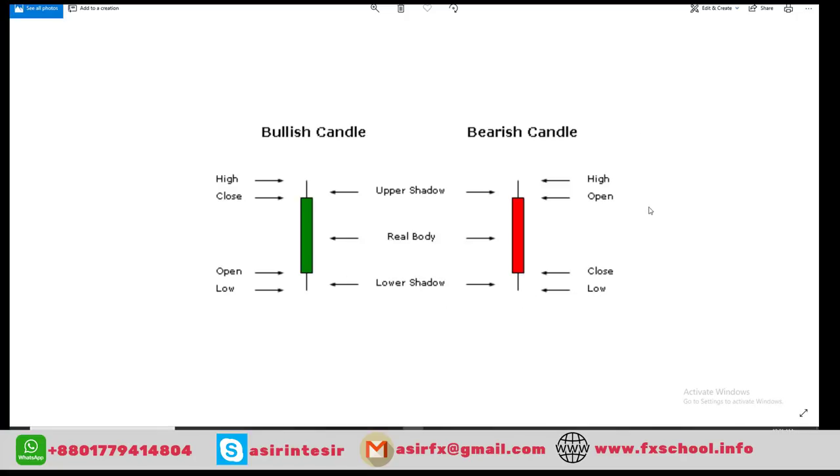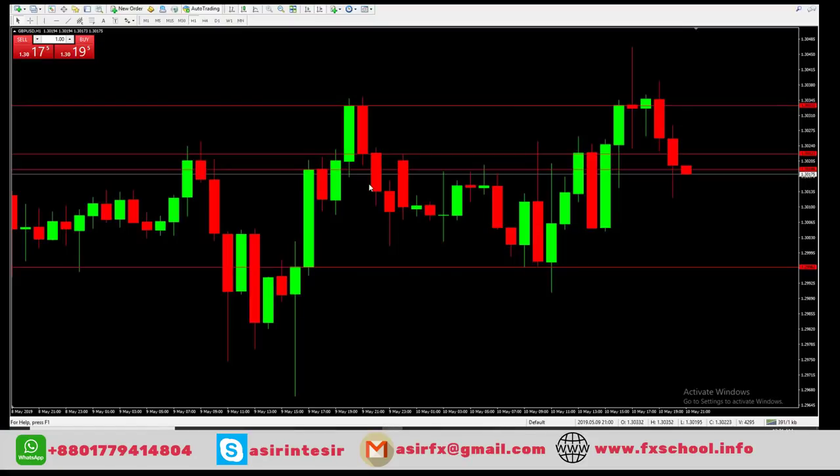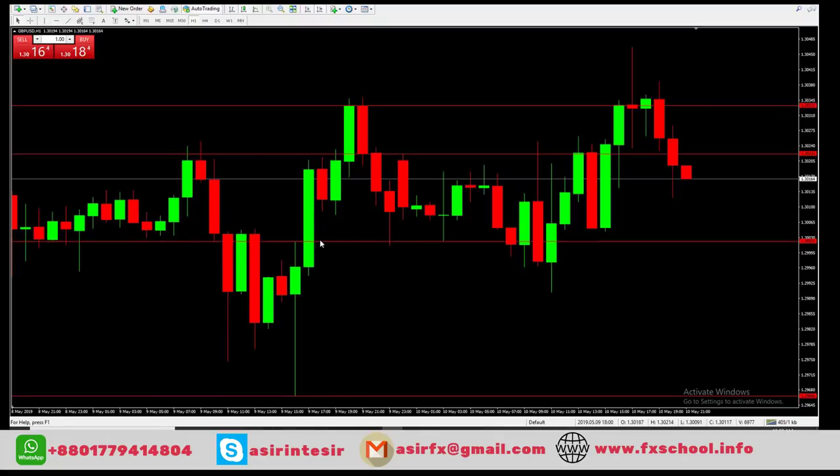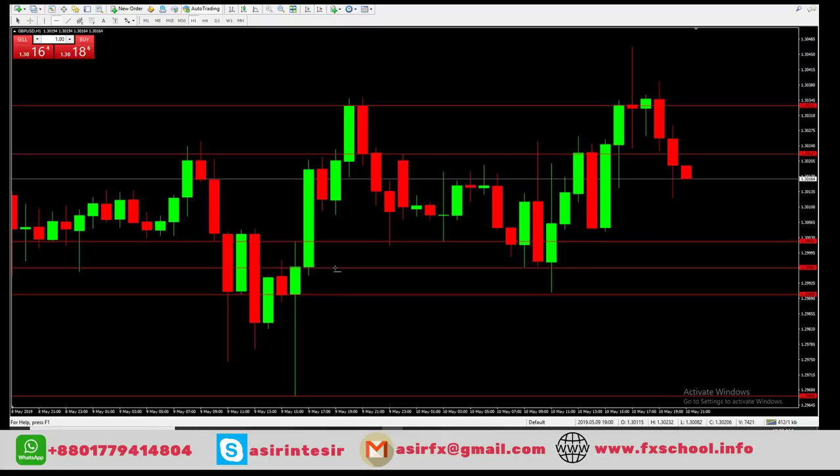So the highest price and lowest price are the same for both red and green, because high means up and low means down. So you will get the low price at the shadow end, and the high price at the upside shadow end. In the chart, if I take the example of this candle, this is the lowest price of this candle, because when you go there you can see the price. Do you see that? And this is the highest price of the candle. This is the open price of the candle, and this one is the close price of the candle.